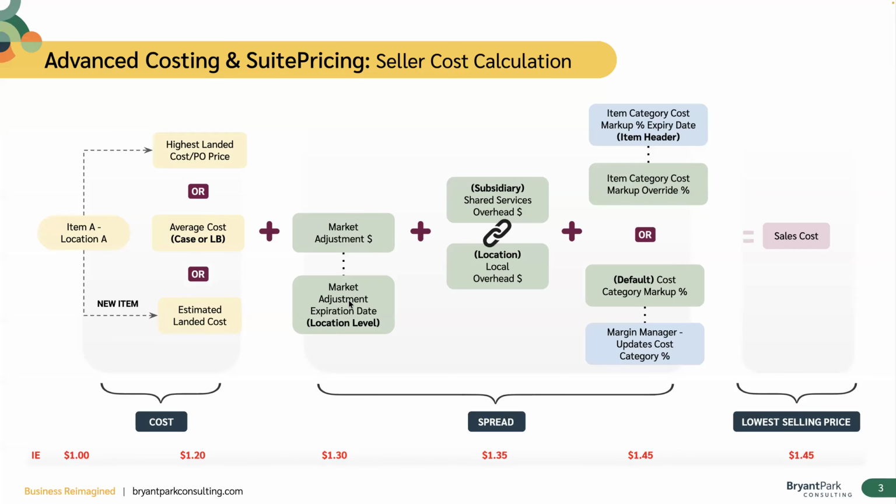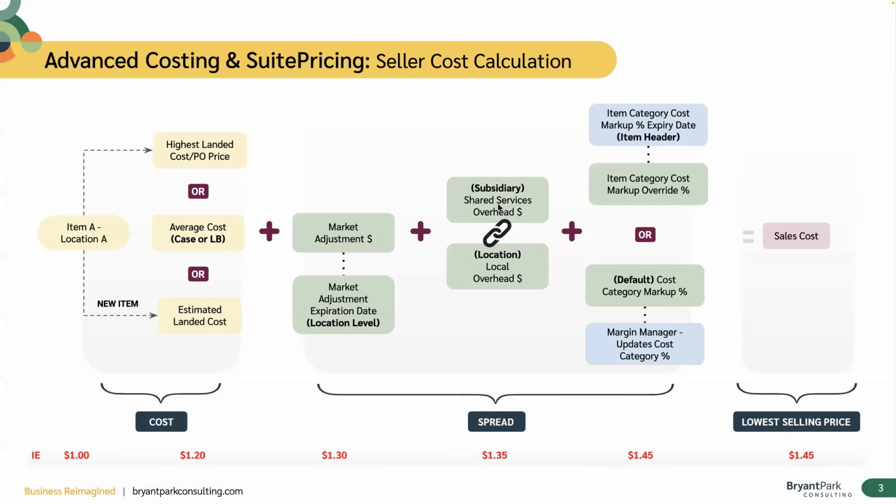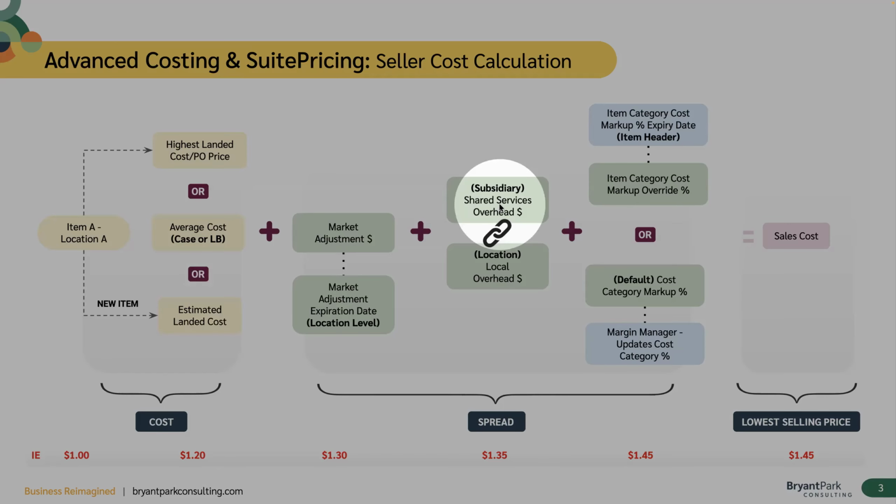Once we have the basis identified, we then move into the spread. We have a market adjustment if we choose to use it. We also have the ability to set overhead at both the subsidiary and location levels. It is important to note that the overhead can be maintained at either or both of these levels. So it is possible to configure your cost such that the company indicates a certain level of overhead, and then the location sets another level of overhead, and those can be additive.